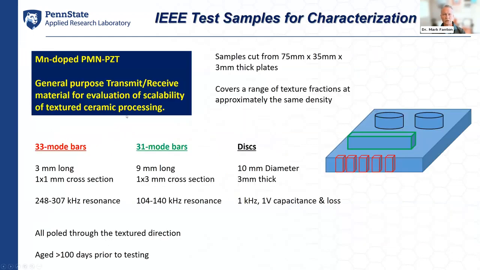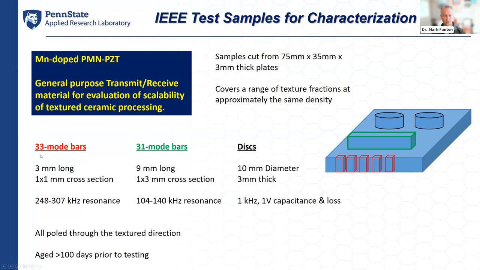So for this work, we used traditional IEEE sample geometries for characterization. These were all, again, manganese-doped PMN-PZT textured ceramics, which is a general purpose transmit and receive material, thinking about it from an acoustic point of view. All of the samples were cut from 75 millimeter by 35 millimeter plates that were 3 millimeters thick. And we cover quite a range of texture fractions using this same geometry.